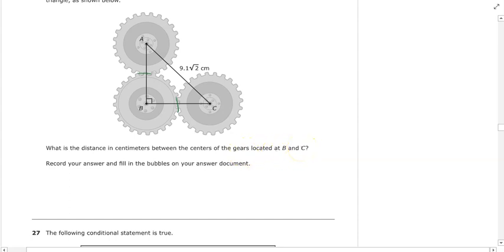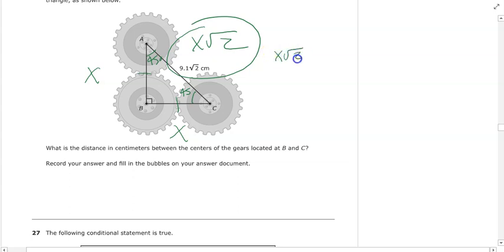So because this is an isosceles right triangle, I know there are 2 congruent sides. There's also 2 congruent angles. This is a 45, 45, 90, which means this is a special right triangle. I can represent the sides in terms of x, x, and x square root of 2. That means if I take these and solve for x, x square root of 2 equals 9.1 square root of 2. Divide both sides by square root of 2. The square root of 2's cancel out, you get x equals 9.1.